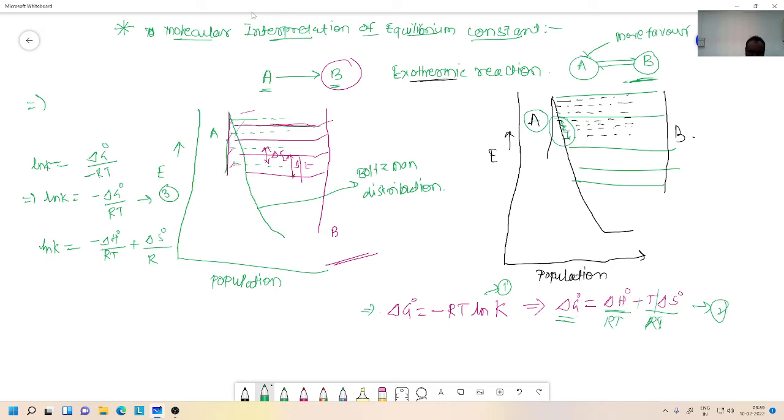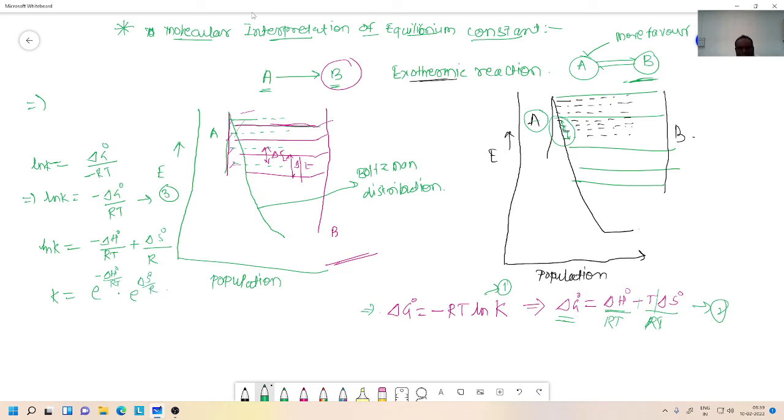Therefore, one can write, if I take the anti-logarithm of this, K is equal to e raised to minus delta H0 divided by RT, and again into e raised to delta S0 divided by R, since plus in the exponent, according to the rule of exponentials, means a product. So K equals e raised to minus delta H0 by RT times e raised to delta S0 by R.